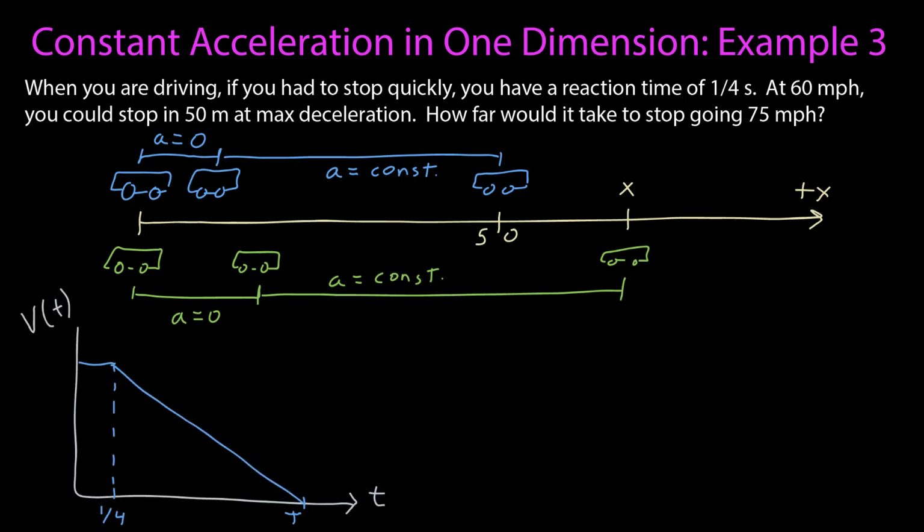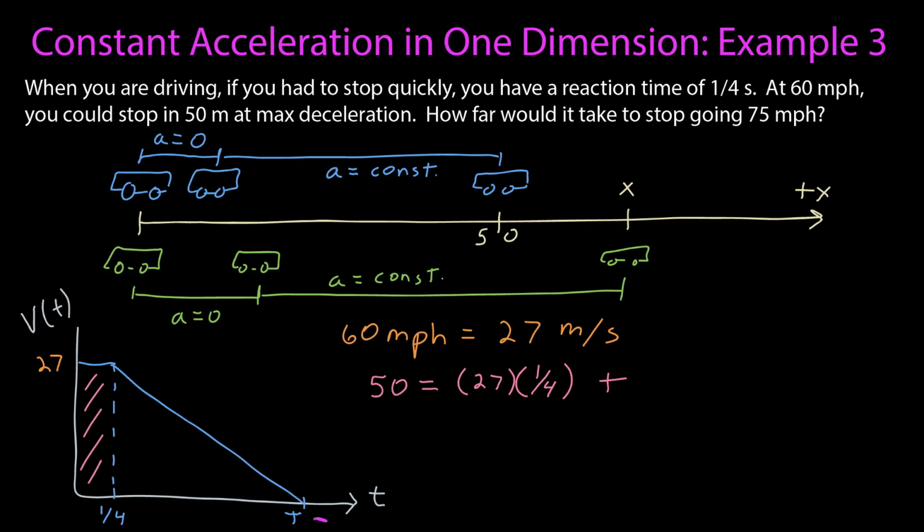Let's take a look at the velocity versus time graph. In velocity versus time, there's an initial quarter second where you're going at constant speed, and then with constant acceleration, the velocity is a straight line down to 0 at some total time t. The first thing I'll do is convert to SI units. 60 miles per hour is about 27 meters per second, so that's the initial speed. Next, I know that the area under the velocity versus time curve is the total displacement, which is equal to 50, so let's calculate that to find out what happens.